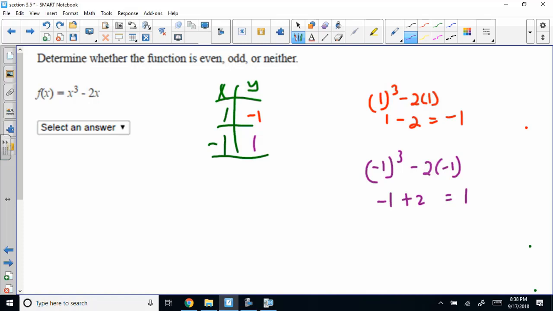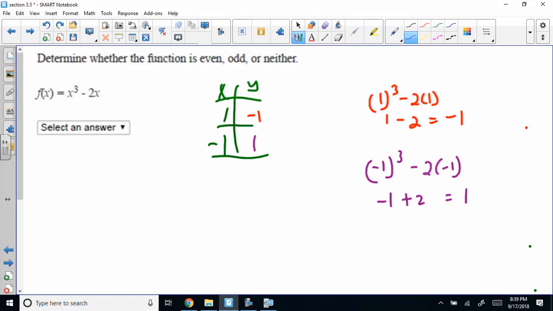All right, so that's what I got. Did you get that? Based on what we have already discussed, looking at ordered pairs to determine even or odd, what can you say this is? Is it even? Why? The outputs are not the same. All right. Is it odd? Yes, it is, because it came up with the same outputs, but different signs.